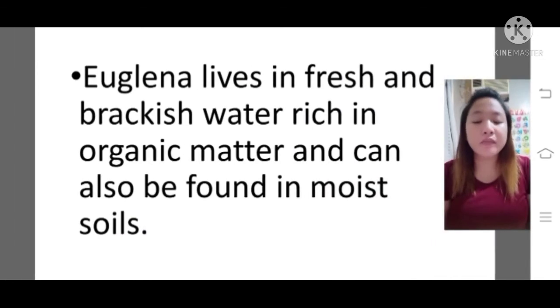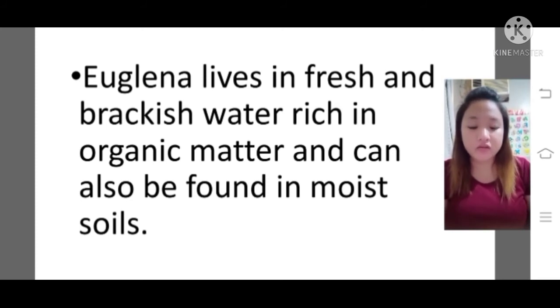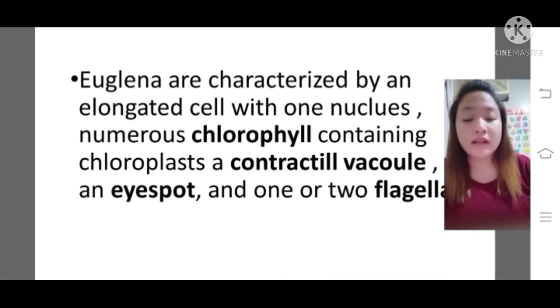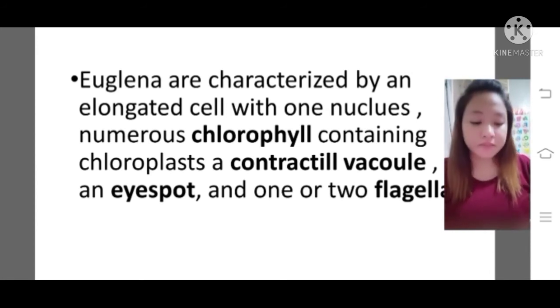Historically, they have been classified by scientists. Euglena lives in fresh and brackish water rich in organic matter, and can also be found in moist soil. Euglena are characterized by an elongated cell with one nucleus, numerous chlorophyll-containing chloroplasts and a contractile vacuole, an eye spot, and one or two flagella.